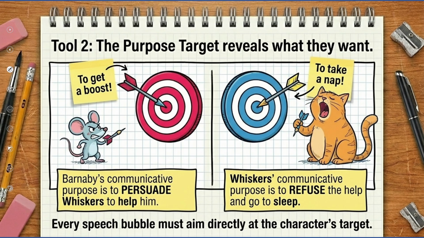Now let's do it. What does Barnaby want? He wants to persuade who? Whiskers, the cat, to help him. So he is ambitious. He wants to do something. But on the other hand, Whiskers refuses to help because he is sleepy. He wanted to take a nap. So he is an active participant and the cat is a passive one, sleepy or drowsy, wanting to take a nap.